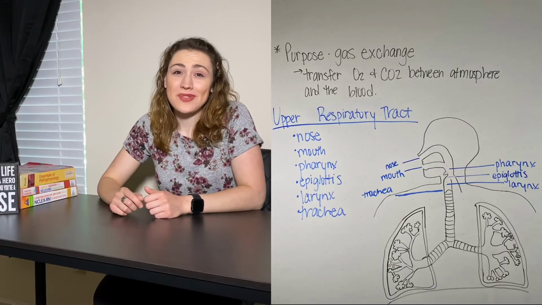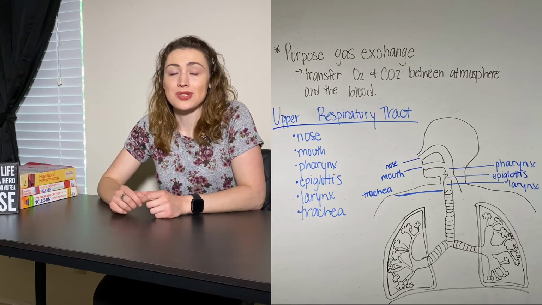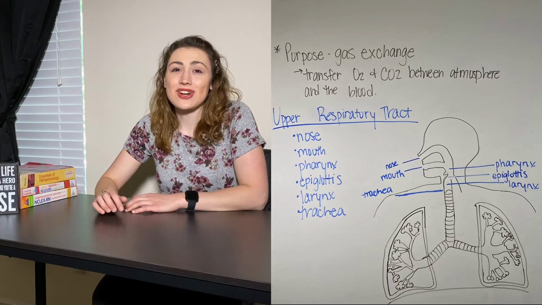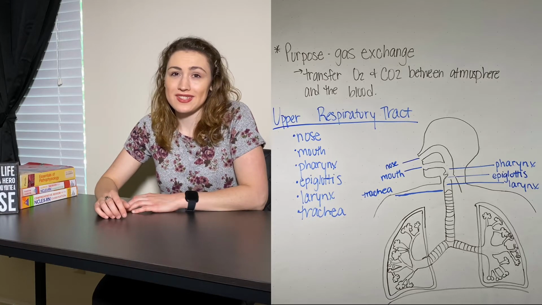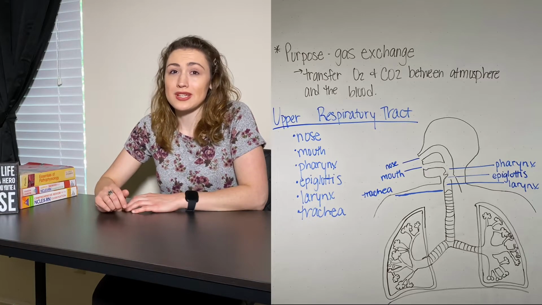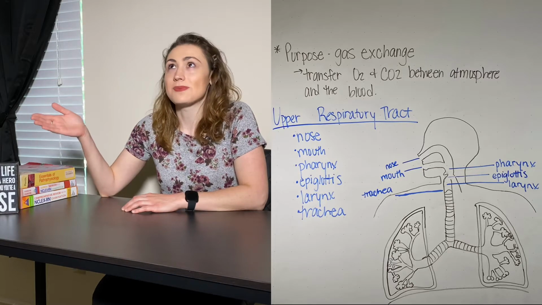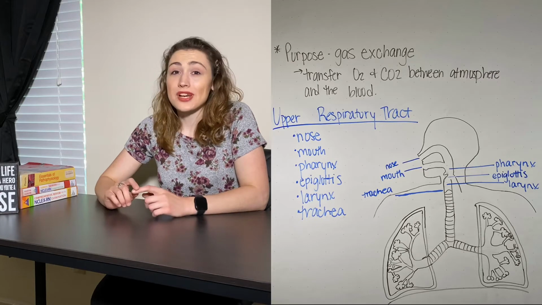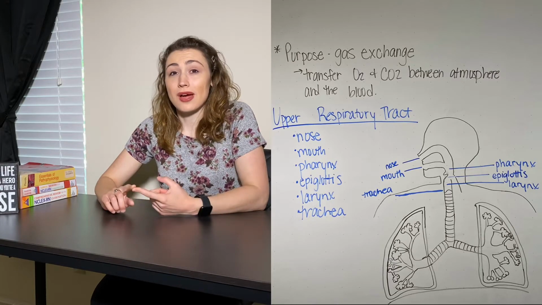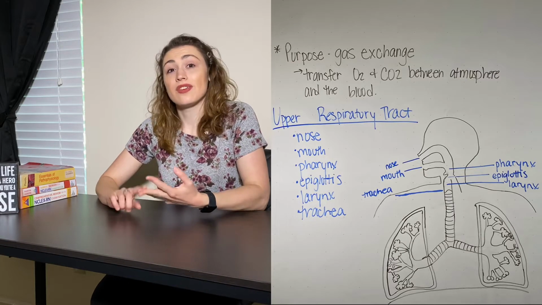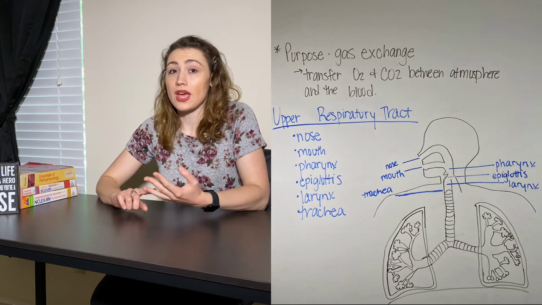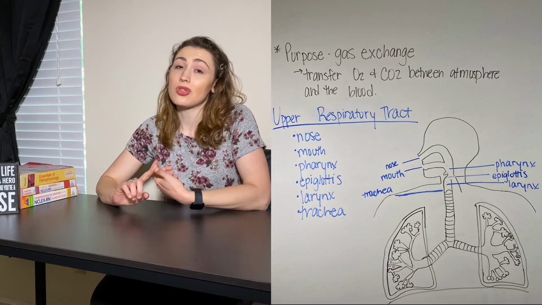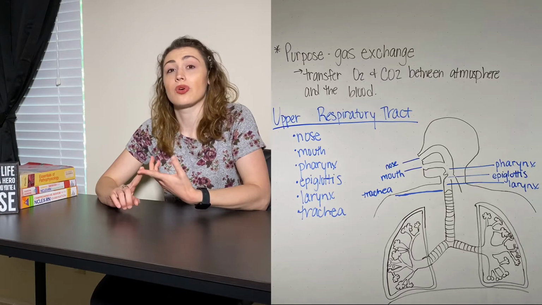So the purpose of the respiratory system is to exchange oxygen and carbon dioxide between the atmosphere and the blood. Let's start talking about the upper respiratory tract. So the upper respiratory tract, you can see I've labeled here in this beautiful illustration that I've drawn all by myself. But the upper respiratory system consists of the mouth, the nose, the pharynx or the throat, the epiglottis, the larynx or the voice box, and the trachea or the windpipe.